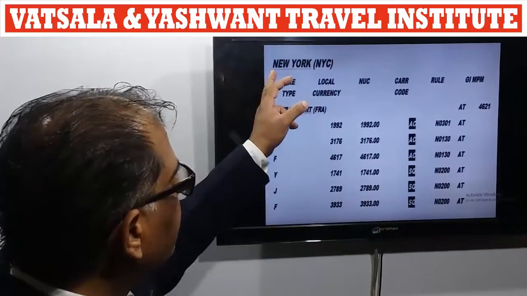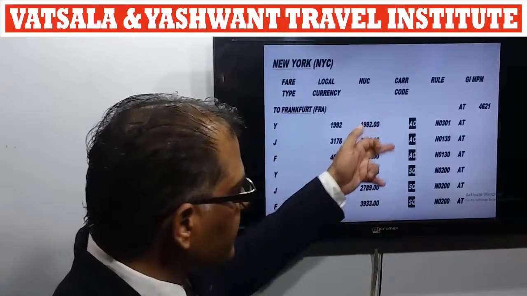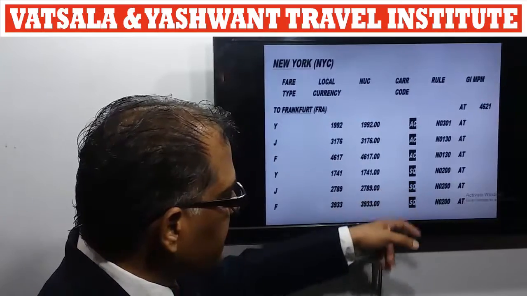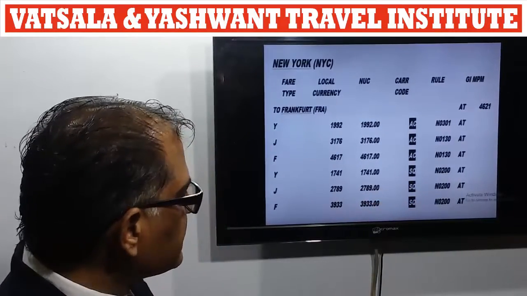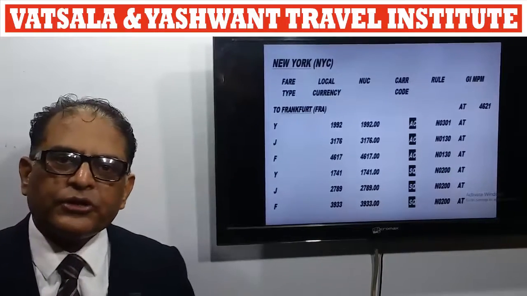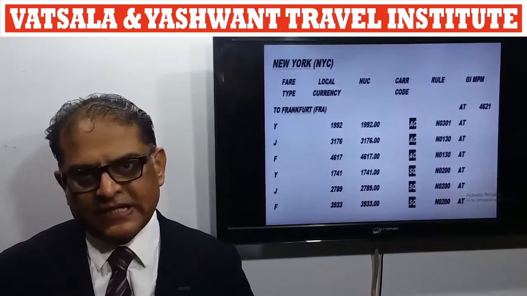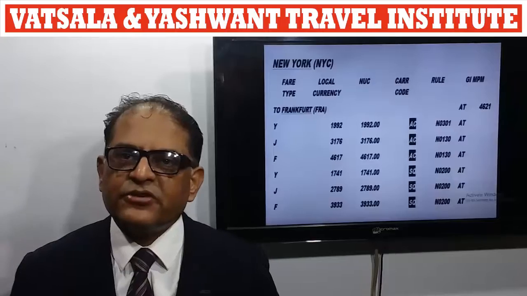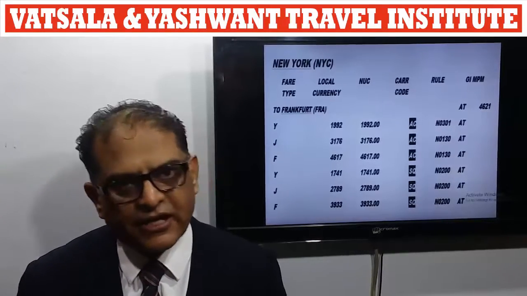Now from New York to Frankfurt we have AC, meaning Air Canada fares, and then next is SQ, meaning Singapore Airlines fares. If both airline and IATA fares are given, in that case we have to give first priority to the airline fares.